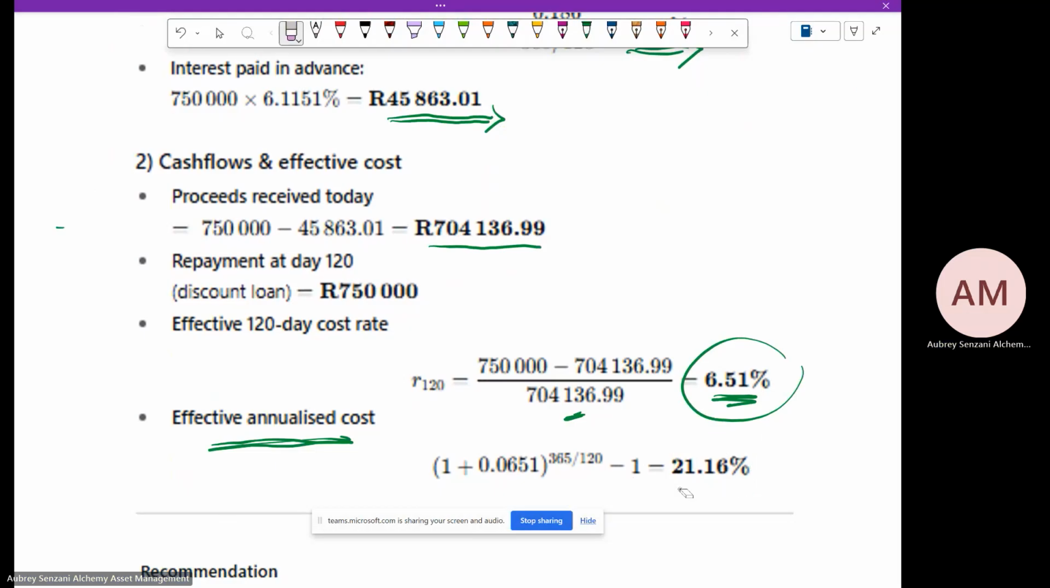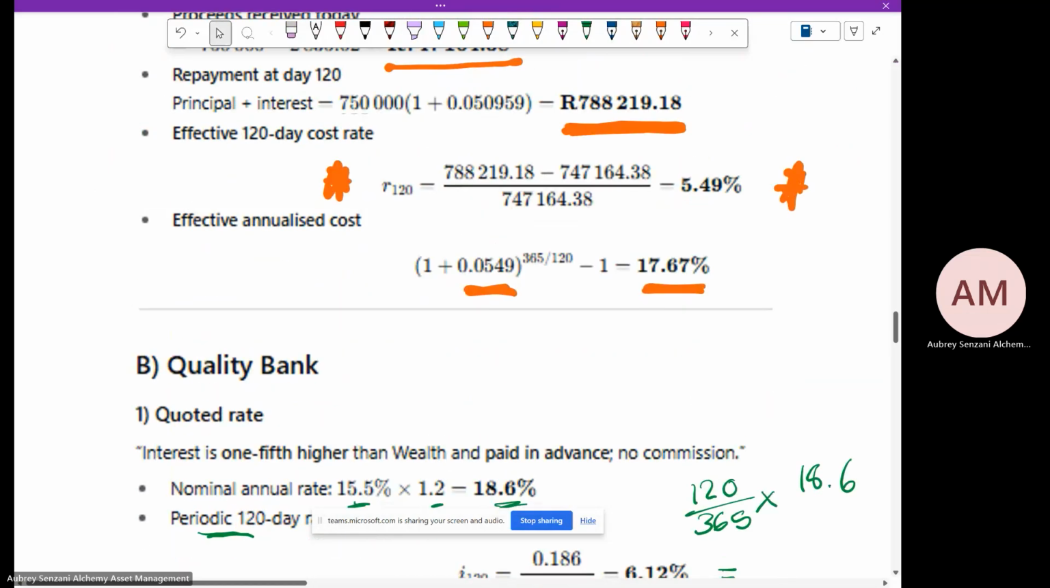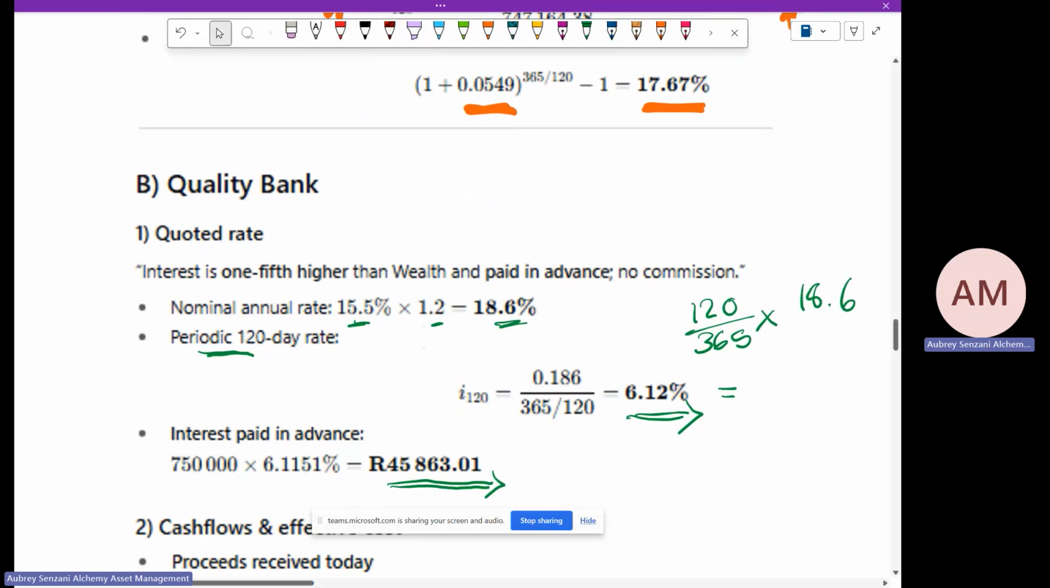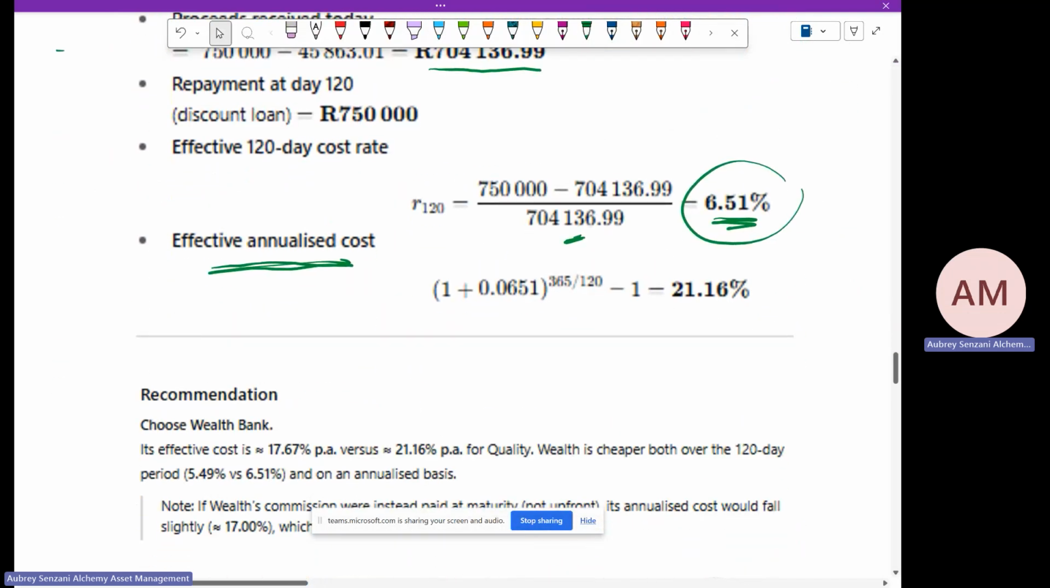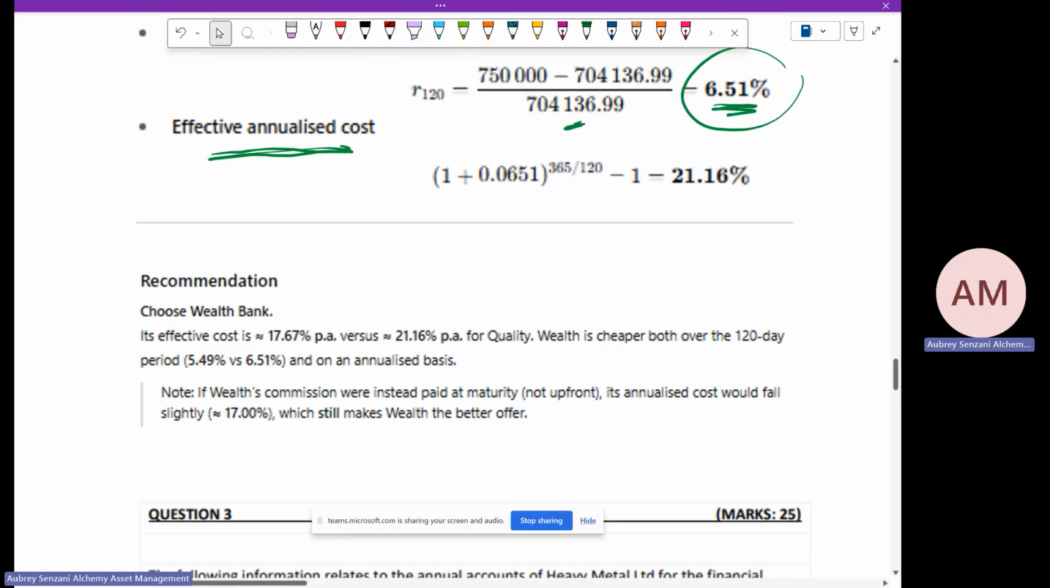So which bank are we going to work with? The first one. Why the first one? Yes, it is cheaper, isn't it? It is cheaper. All right. So that's all that they actually wanted you to do, because they say don't just calculate, they also want you to recommend why you have selected that particular bank. Okay. Right. So I think we can park it there. And then when we get back, we'll just do question 3. And then we will call it a day.